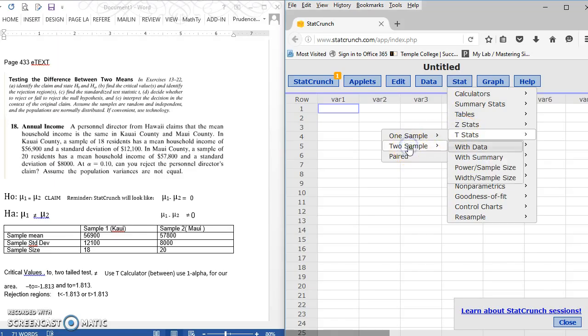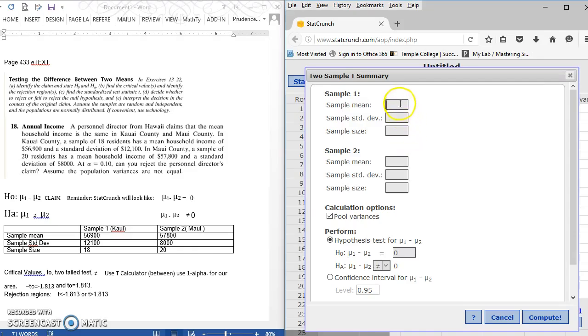It is 2 sample with summary, and we have to type in the data from our table here. So the sample mean was 56900 for the first, 12100 for the standard deviation for this sample, and the sample size was 18 for Kauai. Now for Maui, our second sample, the sample mean was 57800. The sample standard deviation was 8,000. The sample size was 20. So I got all that information from these two columns in this table that I created from the problem.